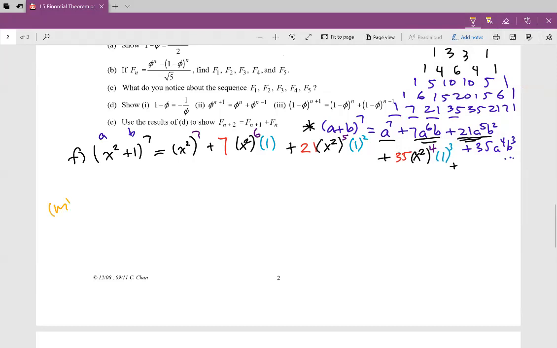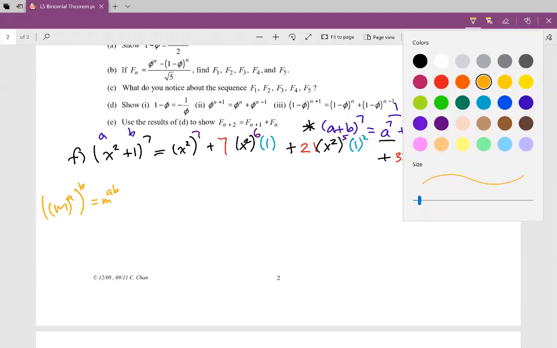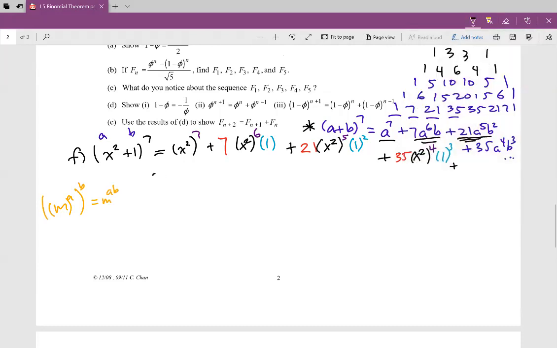M to the A, all to the B, is equal to M A B, right? So we learned that from our exponent unit. So in this case, x squared to the 7 is x to the 14. Then we rinse and repeat. 7, that's going to be 7. X squared to the 6 times 1. Anything times 1 is going to be 1 itself. So x to the 12.